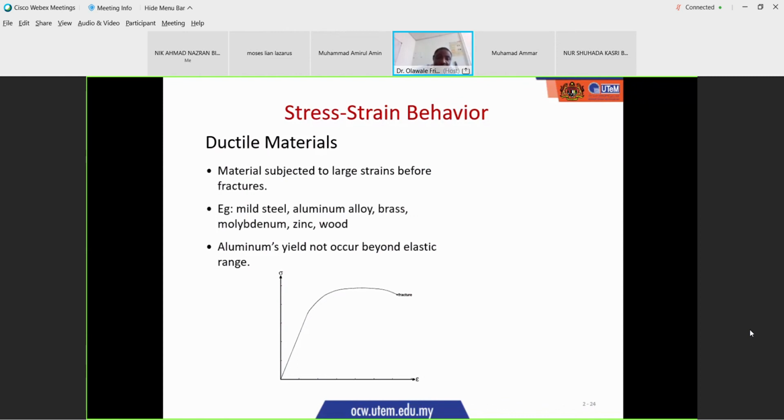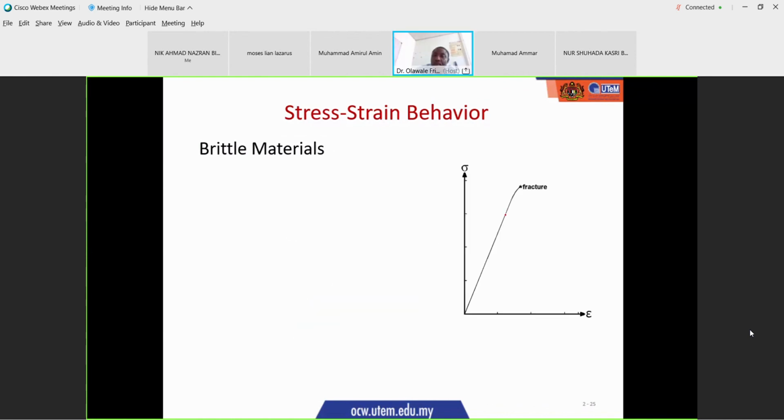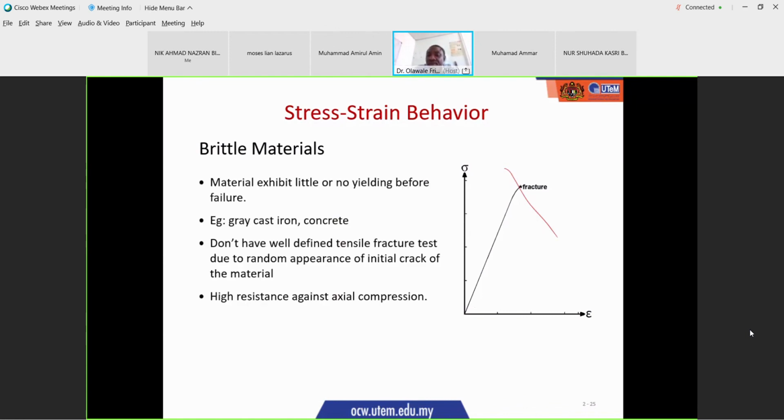It goes past your elastic region to plastic deformation, so it's subjected to large strain. Examples are brass and mild steel. For brittle material, it goes up, cuts off, and breaks already. There is little or no yielding. Ductile material undergoes plastic deformation, whereas brittle material goes through elastic deformation only, with little or no yielding before failure.